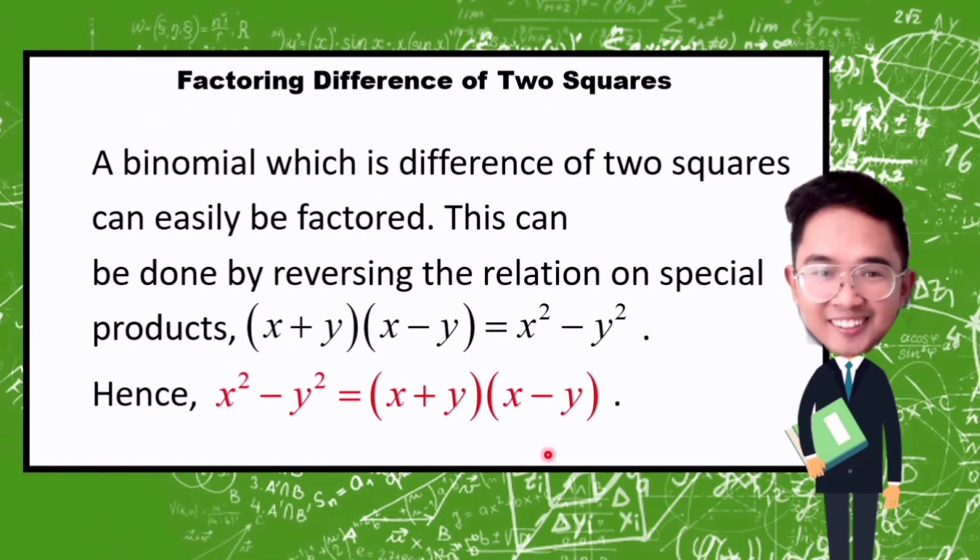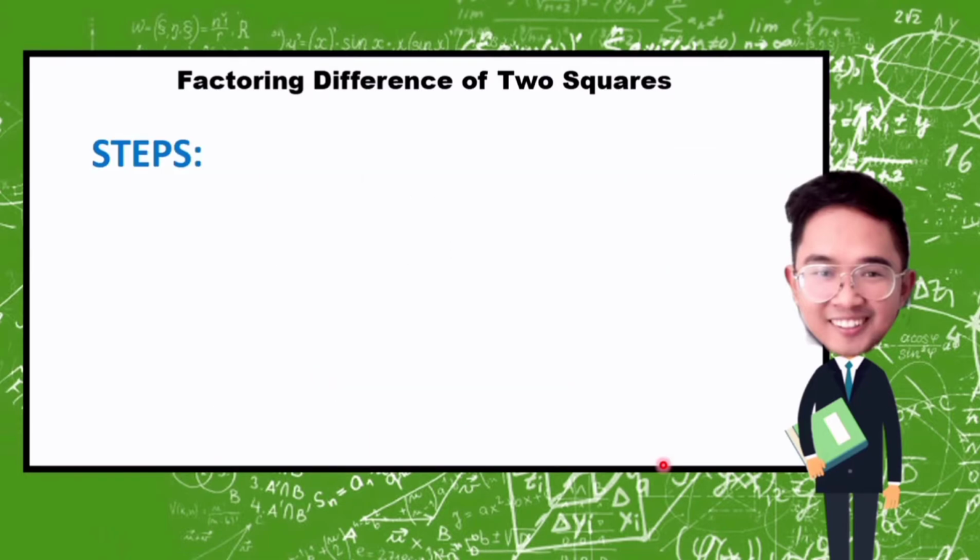Factoring difference of two squares. A binomial which is a difference of two squares can be easily factored. This can be done by reversing the relation on special products. X plus y multiplied by x minus y is equal to x squared minus y squared. Hence, x squared minus y squared is equal to the quantity of x plus y multiplied by the quantity of x minus y.